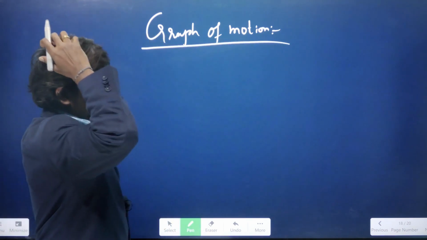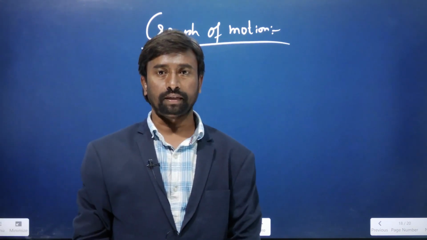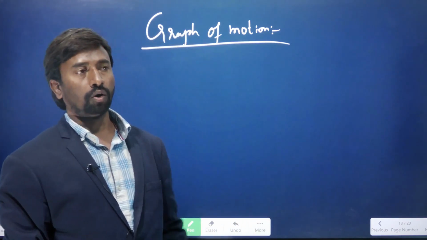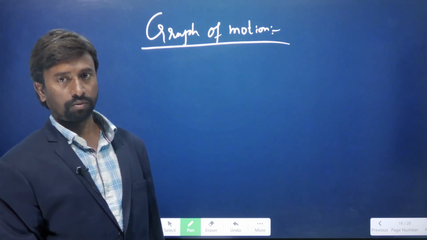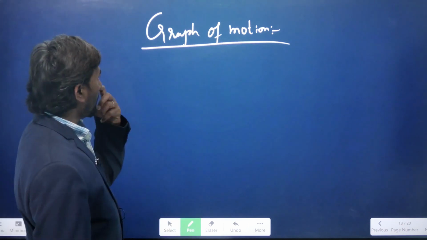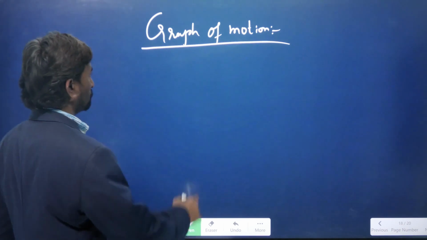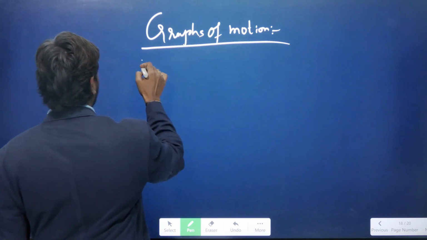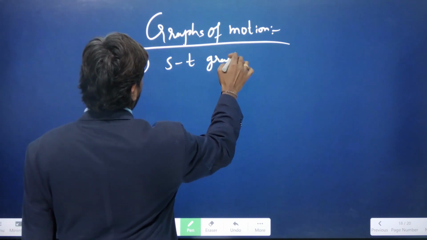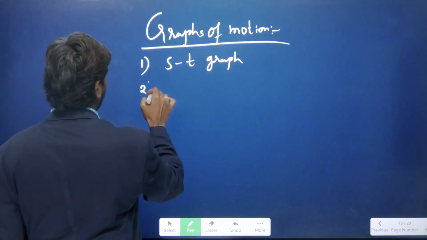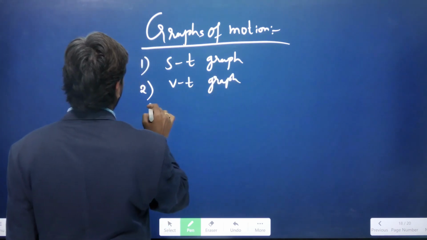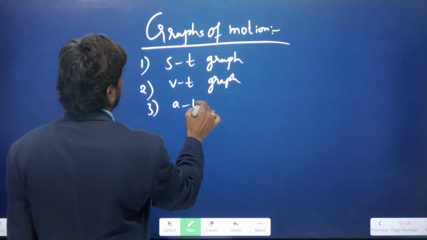So graphs of motion are the graphical representation of the motion of an object. A graph is very important. By seeing the diagram, we get to know all the information about the motion of the object. It is a diagrammatical representation of the motion of an object. There are three types of graphs we have. The ST graph is nothing but the position time graph, the second one is the VT graph, the velocity time graph, and the third one is the acceleration time graph.